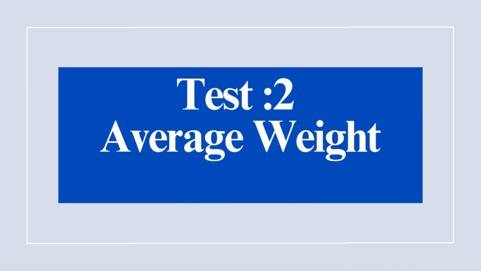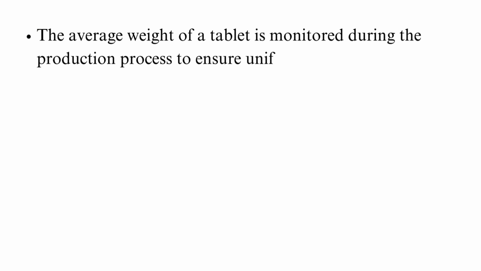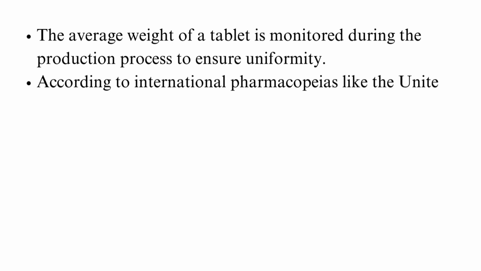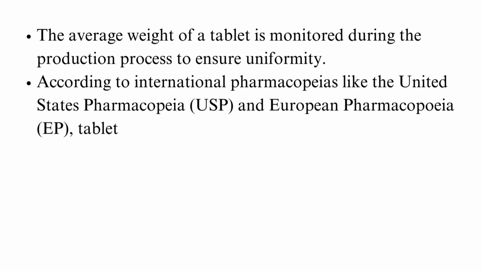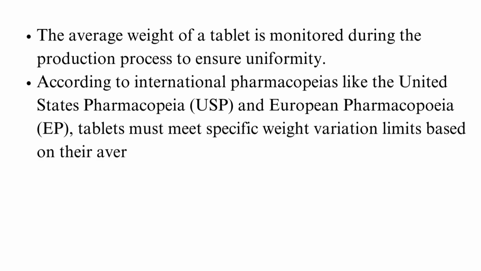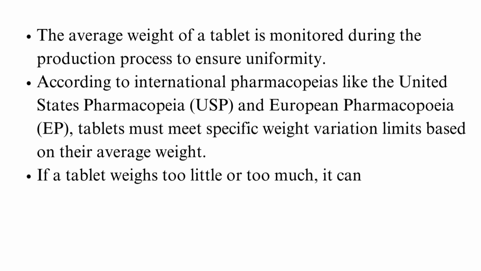Test 2, Average Weight. The average weight of a tablet is monitored during the production process to ensure uniformity. According to international pharmacopoeias like the United States Pharmacopoeia, USP, and European Pharmacopoeia, EP, tablets must meet specific weight variation limits based on their average weight. If a tablet weighs too little or too much, it can indicate issues in the manufacturing process.